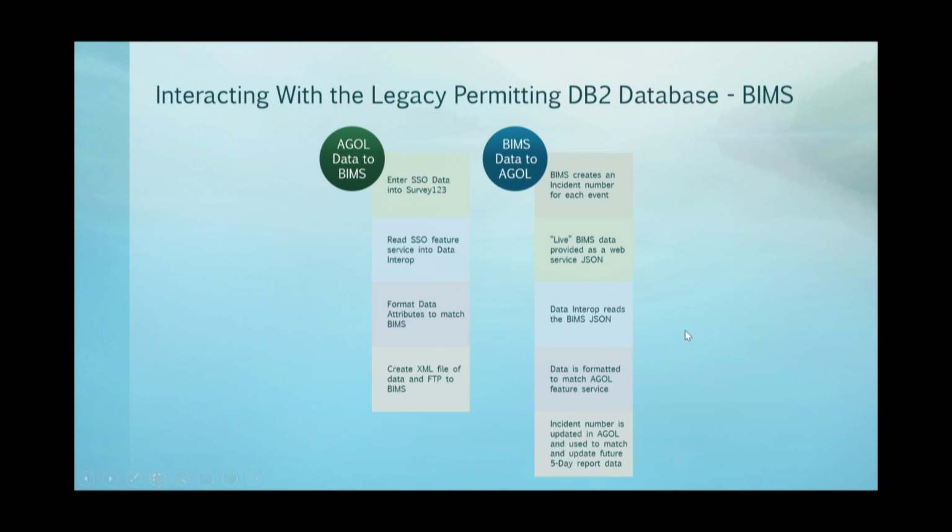And for us, the first step for getting the AGOL data into Bims was to look at the Survey 123 data and read that data into data interoperability. And then the big one was formatting the data attributes, because the Bims database is an overly normalized database. It has a lot of rules associated with it. It has a lot of format-specific rules that we had to stick to.